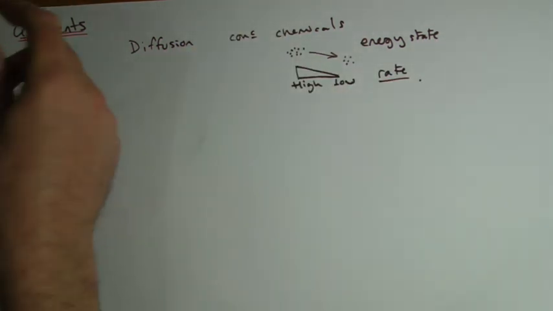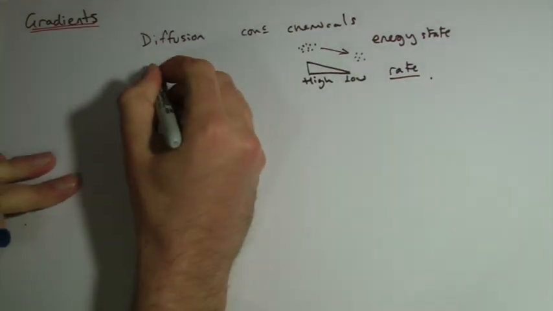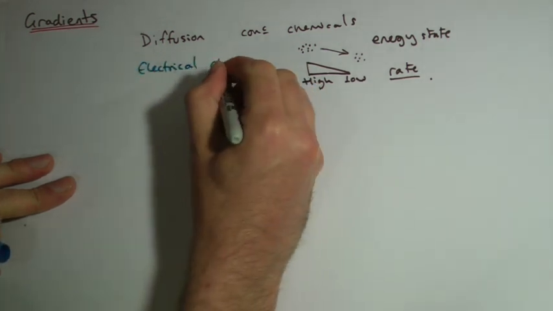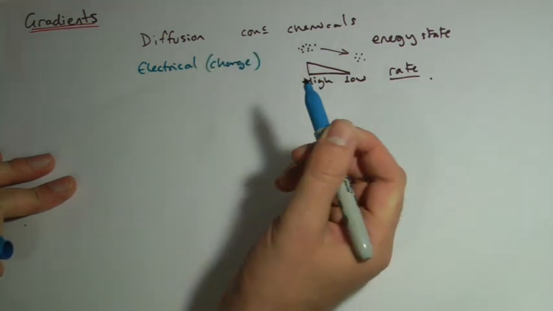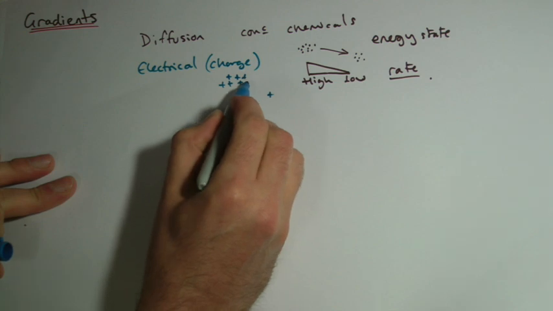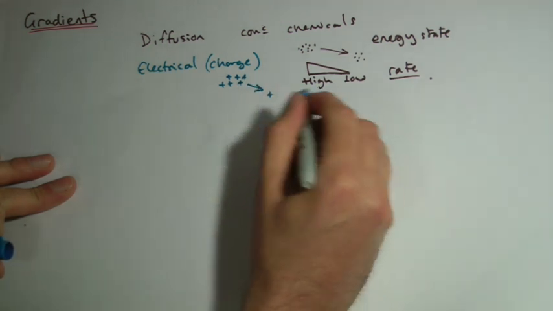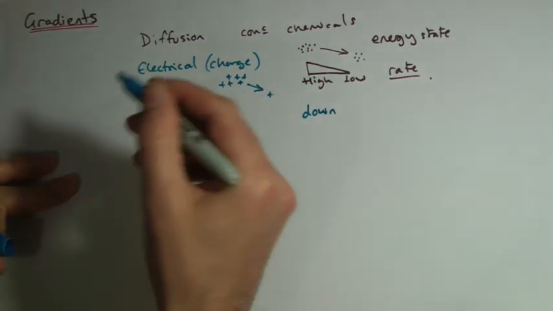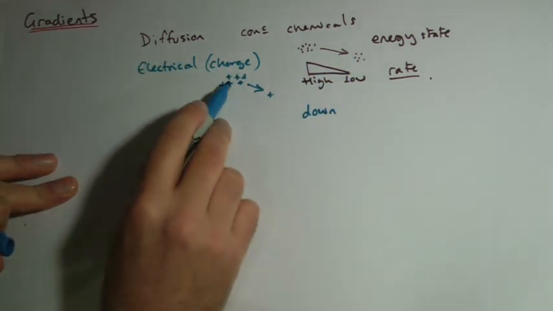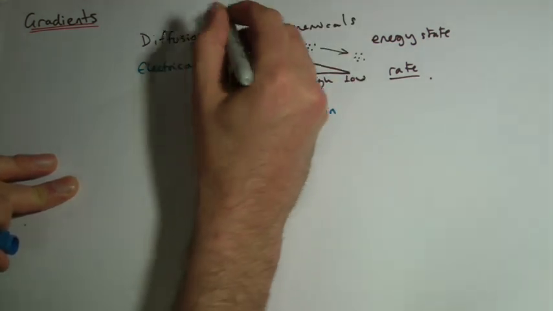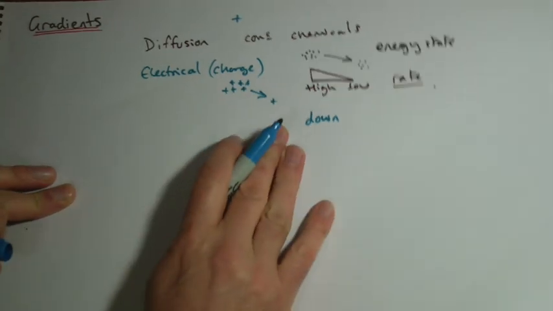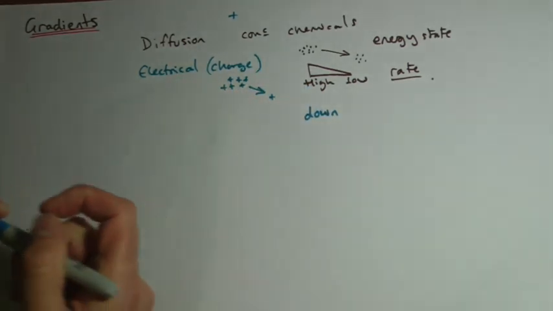But we can have other types of gradients as well. For example, you can call it an electrical gradient. Really, this is talking about charge. If you have lots of charge in one place and not much in another place, it will tend to move down the gradient. It's worth mentioning here, things will move down gradients. Don't say they move along them. I'm just showing this as high and low, but it doesn't have to be. The area could be here, and it would still be moving from high to low. I'm just drawing it this way.